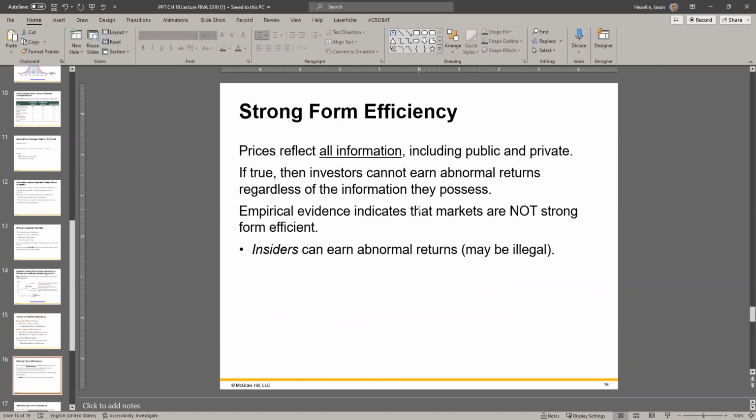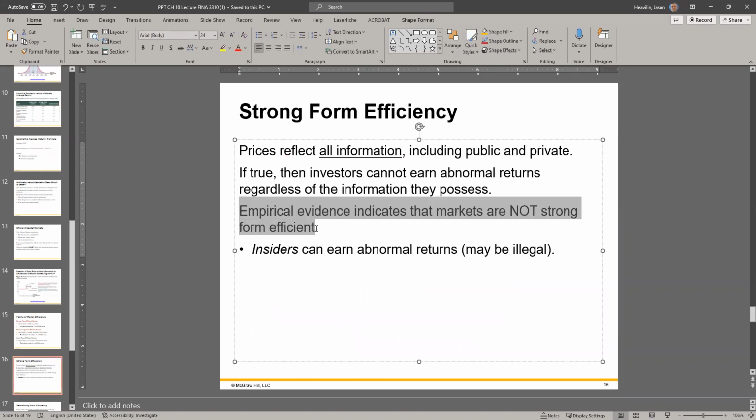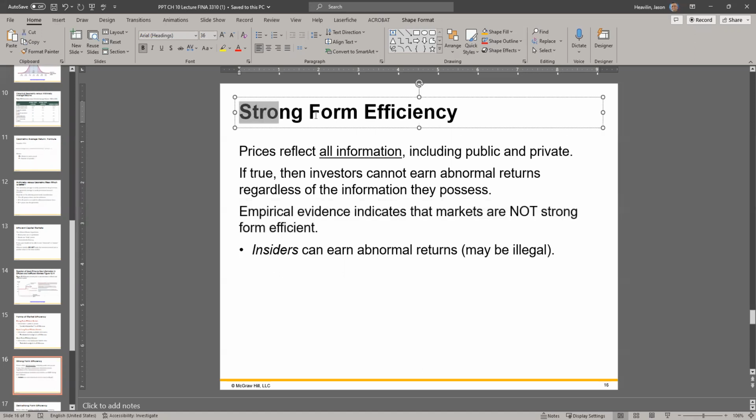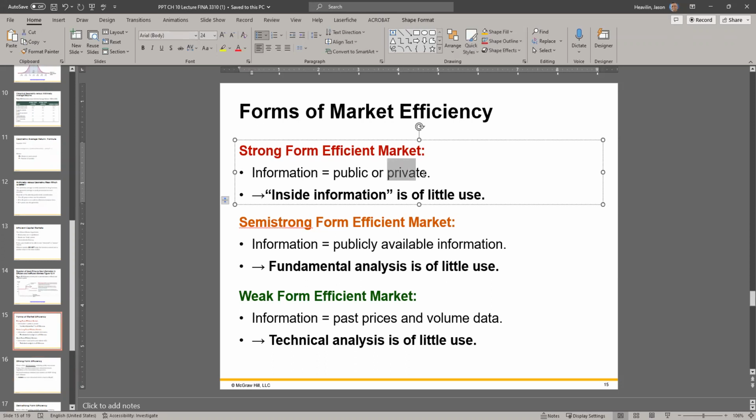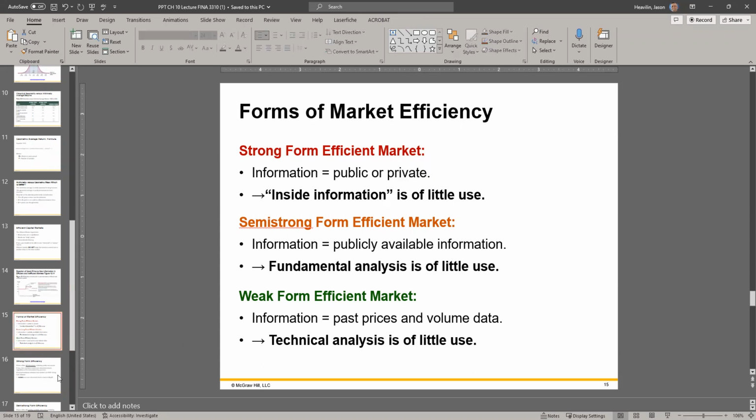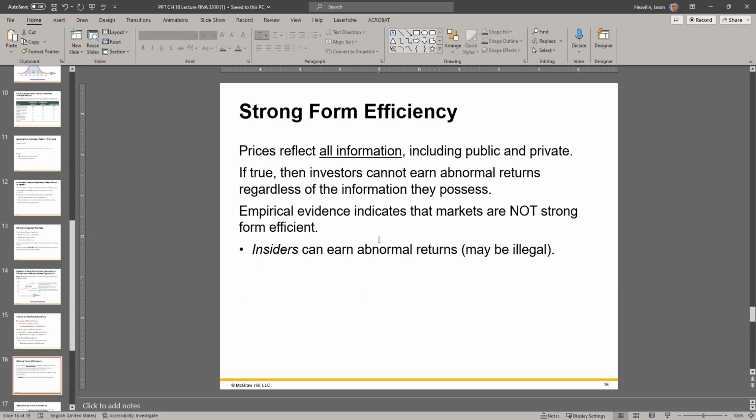Here is pretty much reiterating what I said. However, the extra thing is that we have analyzed and studied the market through empirical research, and we have evidence that indicates that we are not in a strong form of efficiency. What does that mean? That there's information that some people have and others do not. Some people have private information. That's why you hear about insider trading and stuff like that.